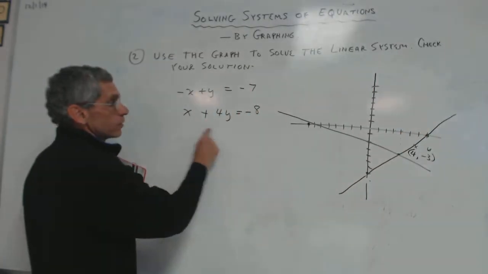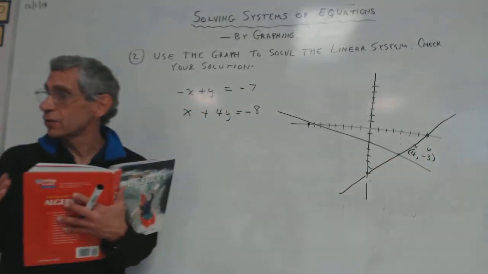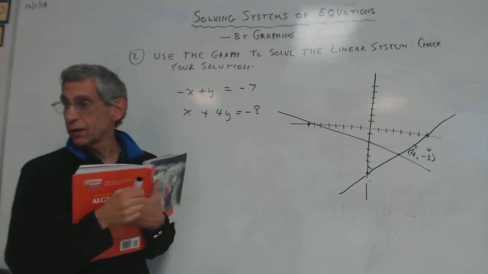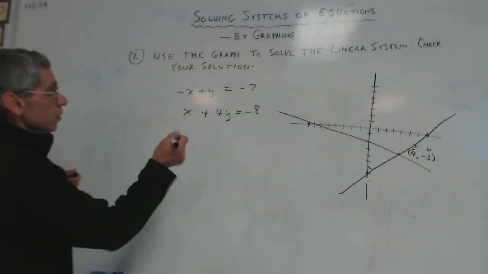And then I plot this one as well. And then my answer is where they cross, right? And it looks like 4, negative 3. Let's try and see. I don't know if that's the right answer or not, but we're going to just try.